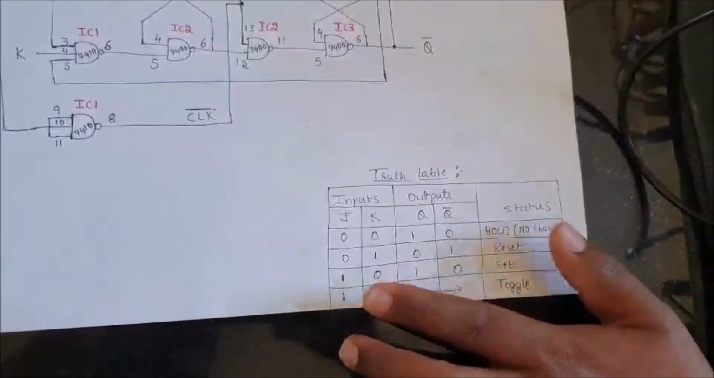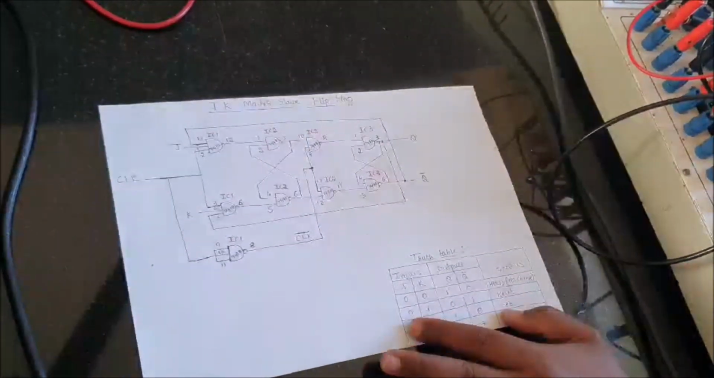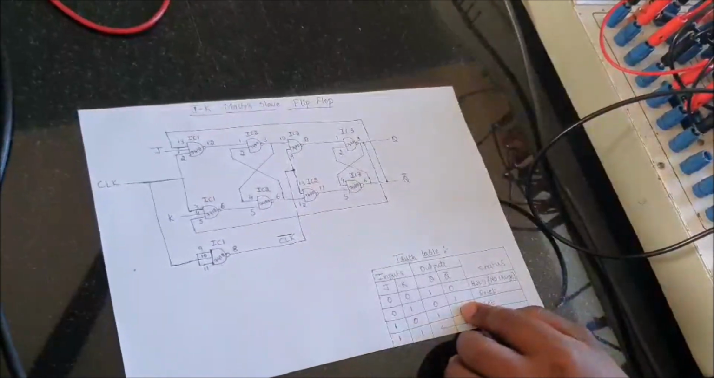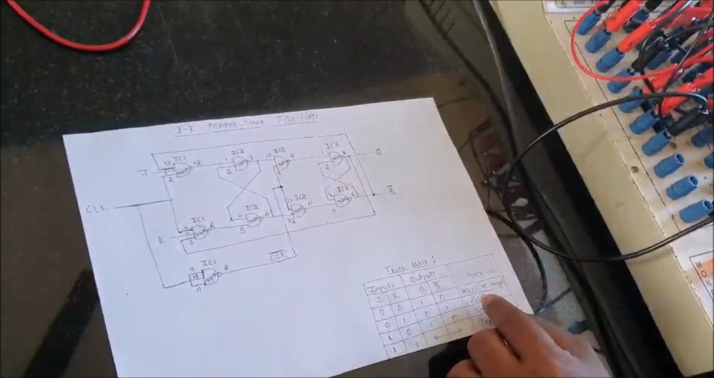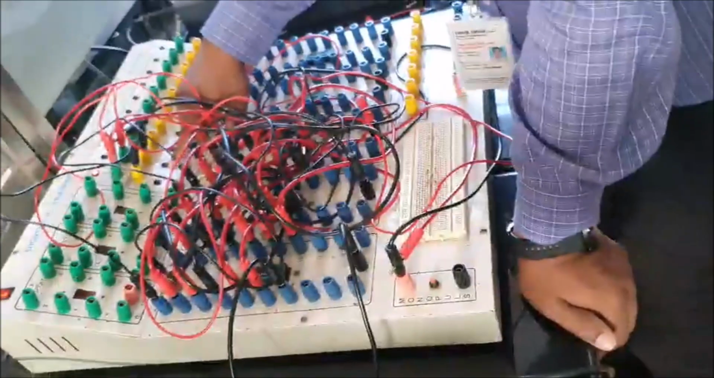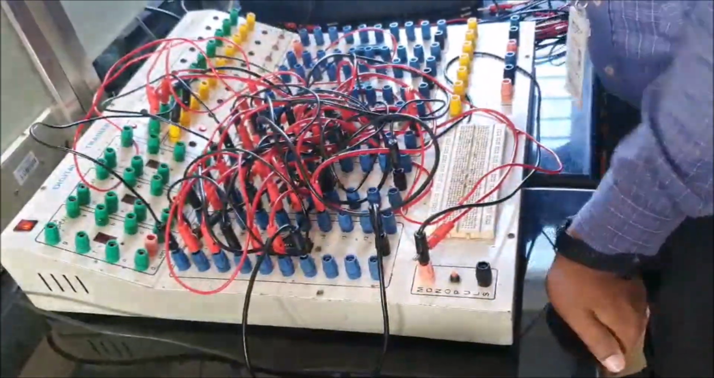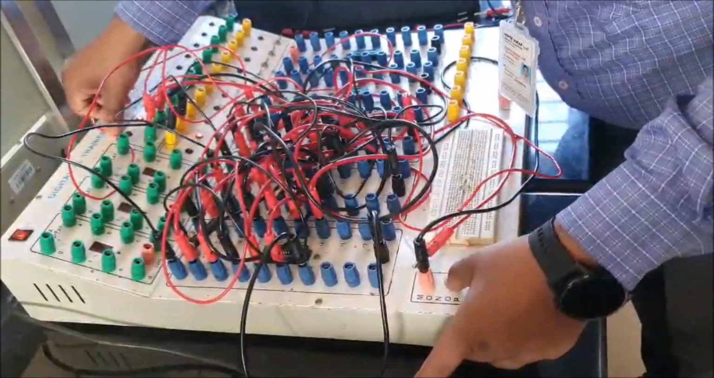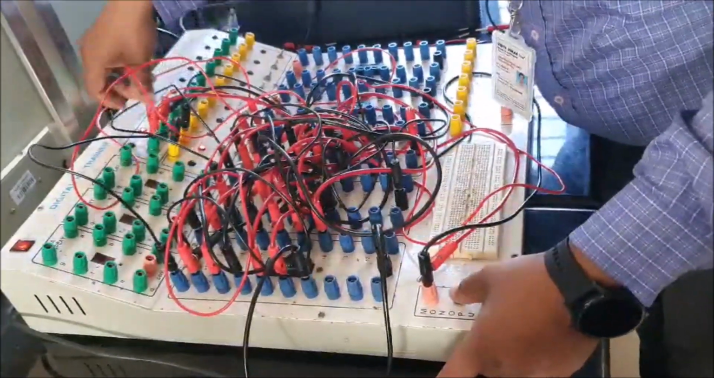Now I will take up the second input combination, that is 0, 1. For that I should get Q is equal to 0 and Q bar is equal to 1, and when I press the monopulse clock, the flip-flop should reset. Now I will set the inputs J equal to 0 and K equal to 1 here. Now I will give the monopulse clock. See here, Q is equal to 0, which means that no light will be emitted on the LED, and Q bar is equal to 1.